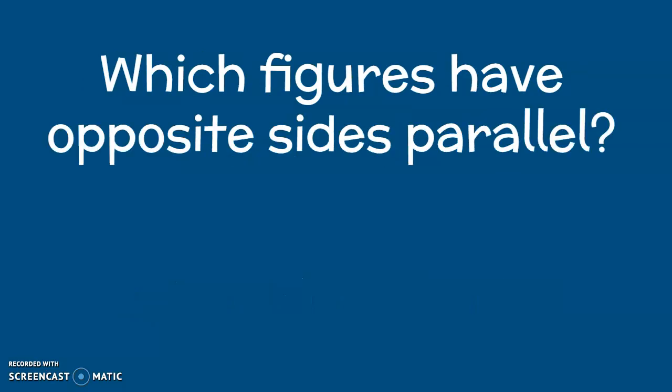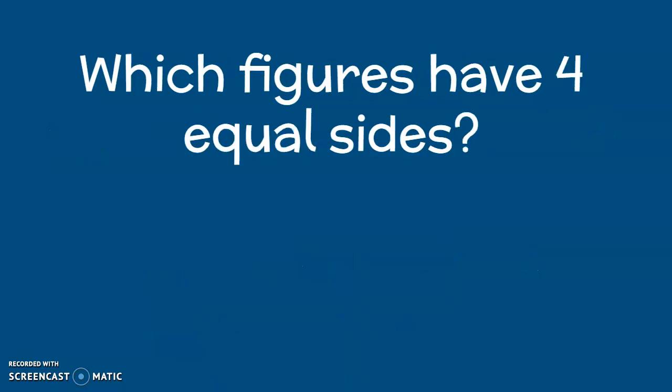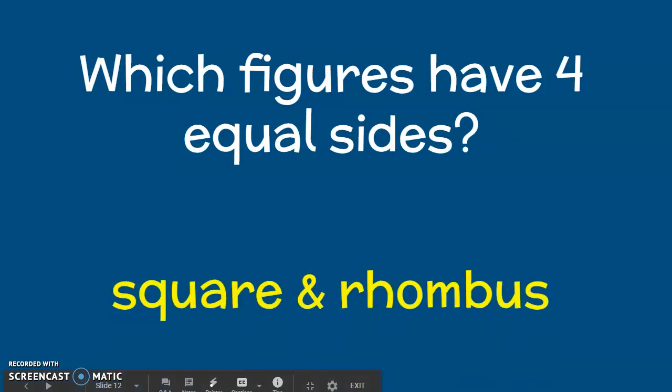Okay, the next one. Which figures have opposite sides that are parallel? So two pairs of parallel sides. You guessed it, all four of them. The square, the rhombus, the parallelogram, and the rectangle. They all have opposite sides that are parallel. Okay, last one. Which figures have four equal sides? I'll give you a hint. There's two. The square and the rhombus. All of their sides are equal.